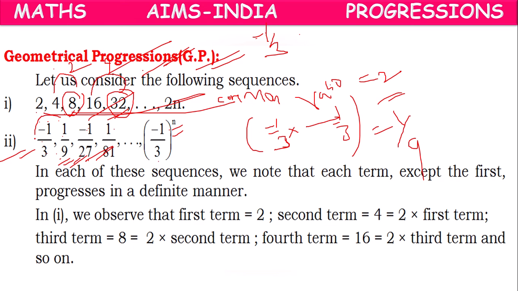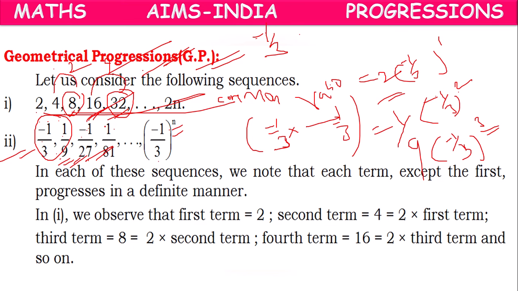Like that, the first one is (minus 1 by 3) to the power 1. Second one, (minus 1 by 3) whole square, because of the square, the sign becomes positive. Third one, (minus 1 by 3) to the power of 3, because of the odd exponent, we have minus. In the same way, the nth term is denoted as (minus 1 by 3) to the power n. So here also the common ratio is minus 1 by 3. So this is also considered to be a GP, geometric progression.